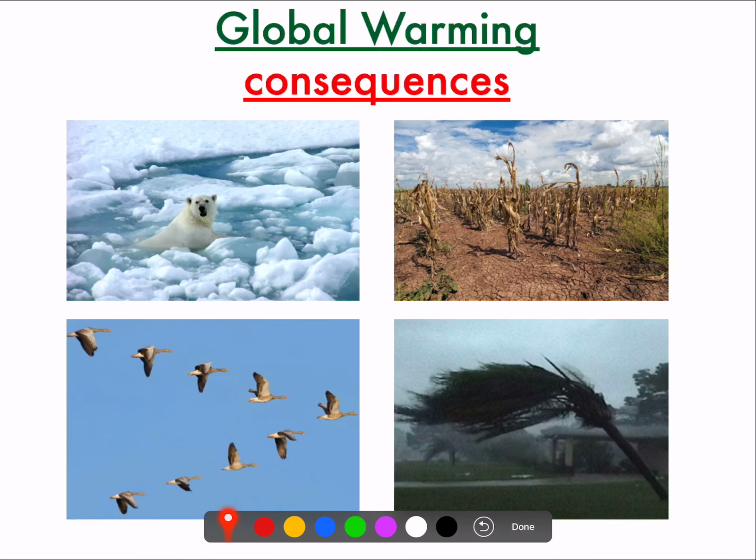What's the consequence of global warming? Number one, it can cause polar ice caps to melt, so polar bears obviously begin to die, or other animals in those areas. It means that there's unpredictable weather, so you can't grow crops. It also means that the planet's temperature is changing, so that means that migration patterns will be affected for birds, and also unpredictable weather.